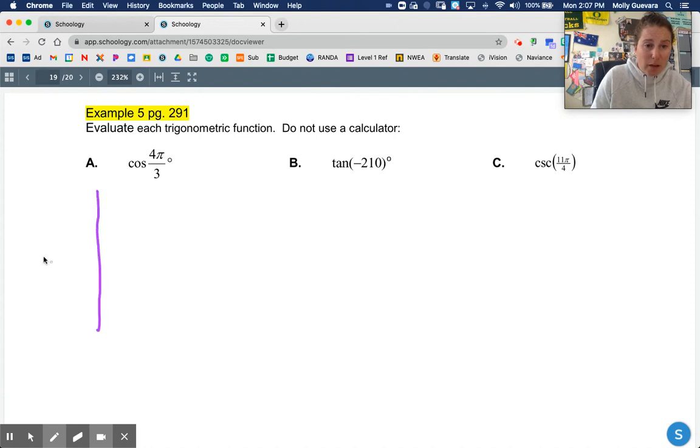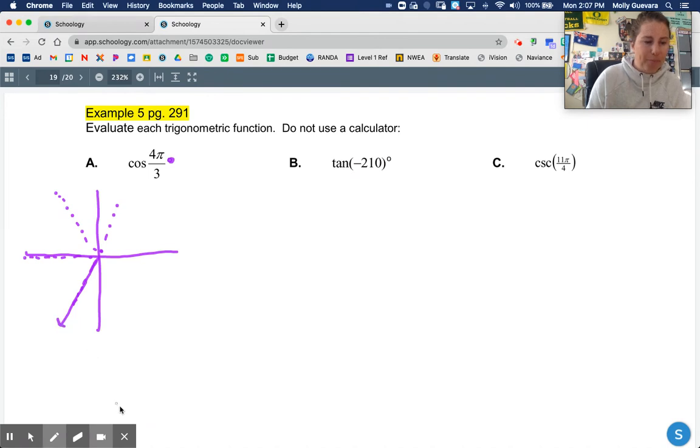So I'm going to go ahead and draw this. I know where 4 pi over 3 is. Here's 1 pi over 3. Here's 2 pi over 3. 3 pi over 3 is pi. And then 4 pi over 3 is here. So here's 4 pi over 3.